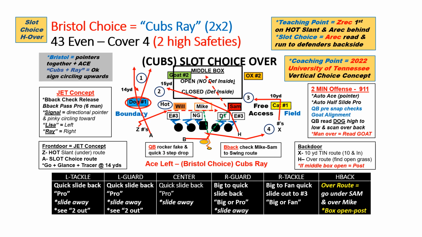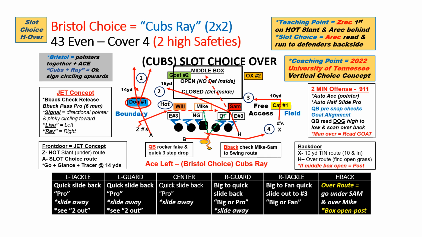Last opportunity is if there is no safety and the DB is even and he's outside, we can go ahead and take our glance to the skinny post. Last then, as I said, it's play action. So the quarterback and running back will do a rocker. Back is going to check six-man pro, Sam to Mike or Mike to Sam, inside out. And then check release into a swing route.